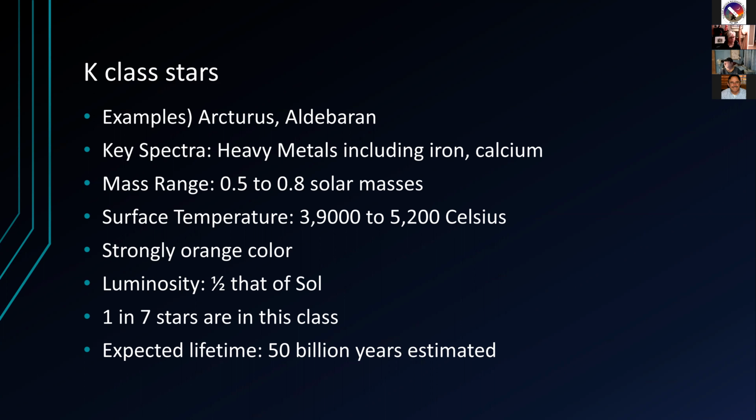And they have a surface temperature of around 3,900 to 5,000 Celsius. And they are strongly orange in their color. Because they are much lighter than the sun, their luminosity is typically about 1/2 that of the sun. About 1 in 7 stars are K-class stars, and they have an expected lifetime of about 50 billion years.